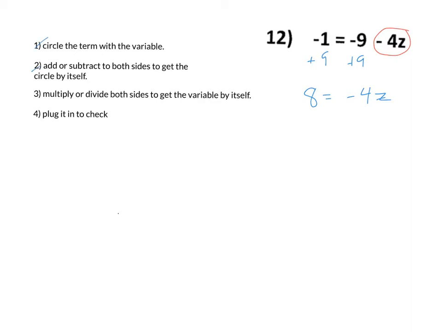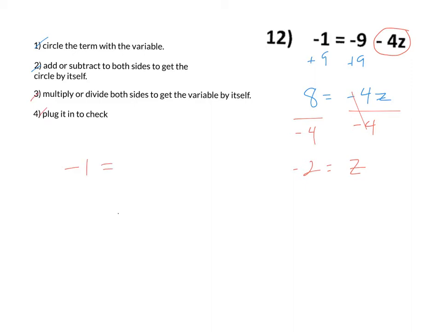Now I've got to multiply or divide. So the inverse of multiplying by negative 4 is dividing by negative 4. I get z is equal to negative 2. Step 4 is to check. So I'm going to plug it in.